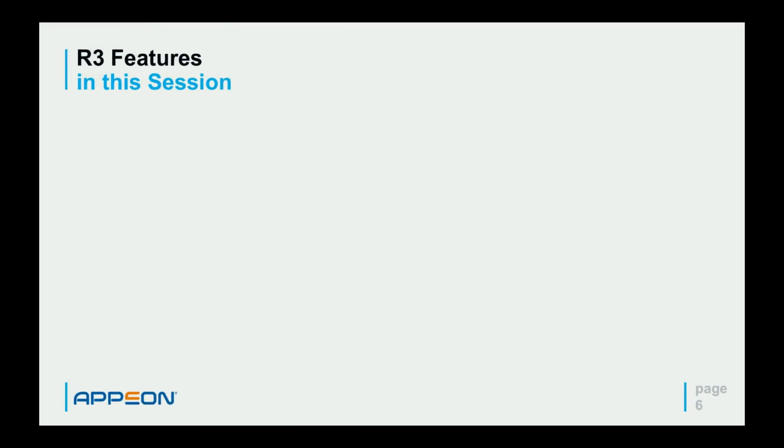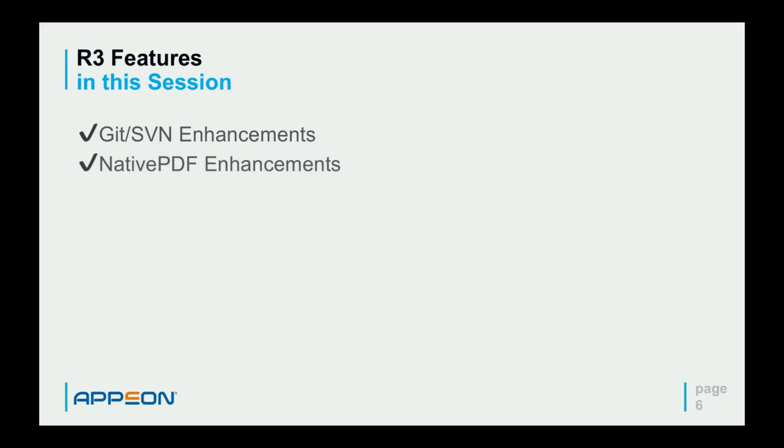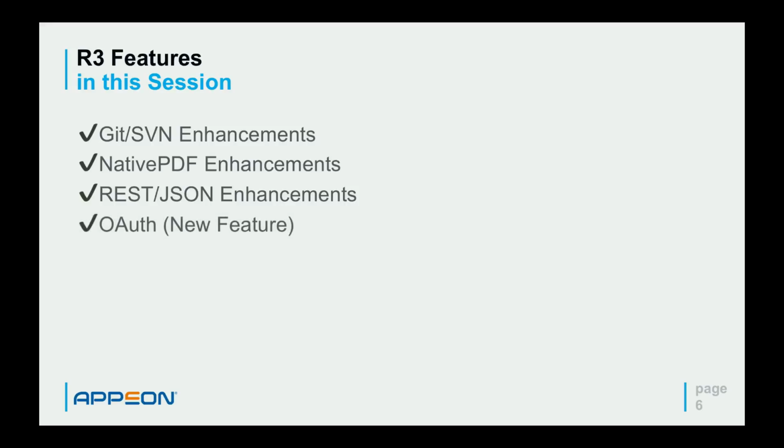Now, the R3 features we're going to be covering in today's session are the enhancements that we've made to Git and SVN. As I mentioned, these were features that were introduced in R2, and based on customer feedback, we have enhanced these features, as well as added some additional functionality related to this. We've also made enhancements to the native PDF, and to the REST and JSON, so we're going to be covering that as well, and that's going to include a hands-on demo that Bruce will do for you.